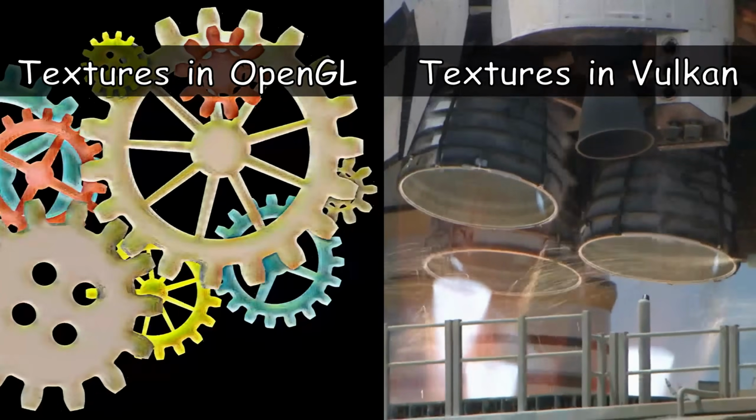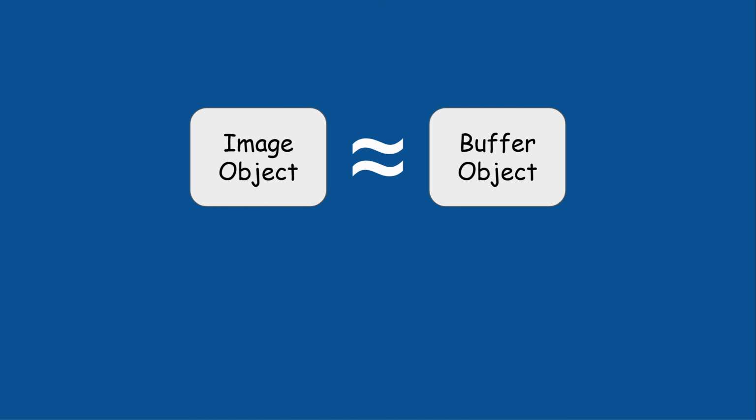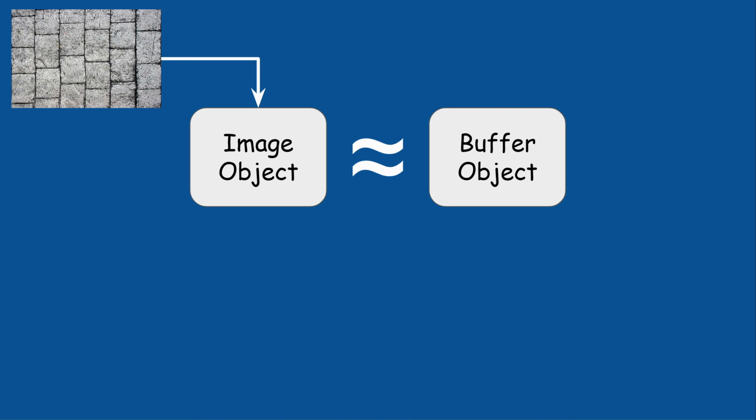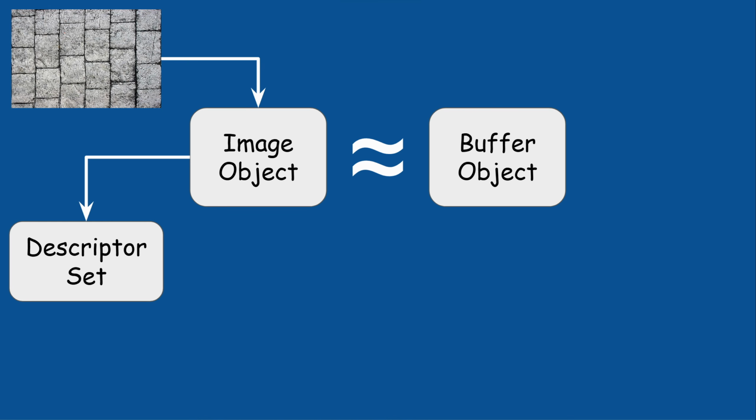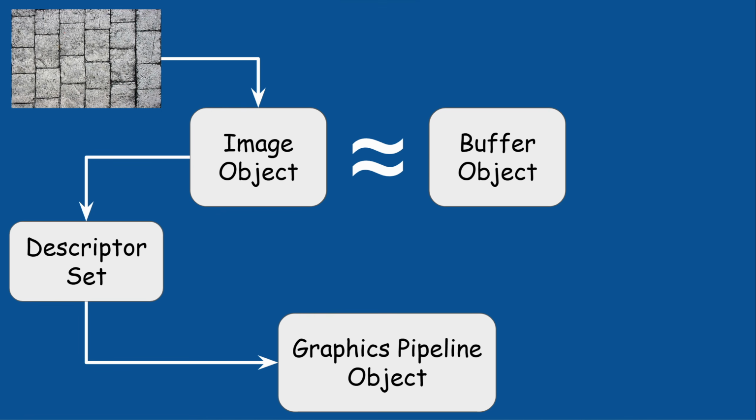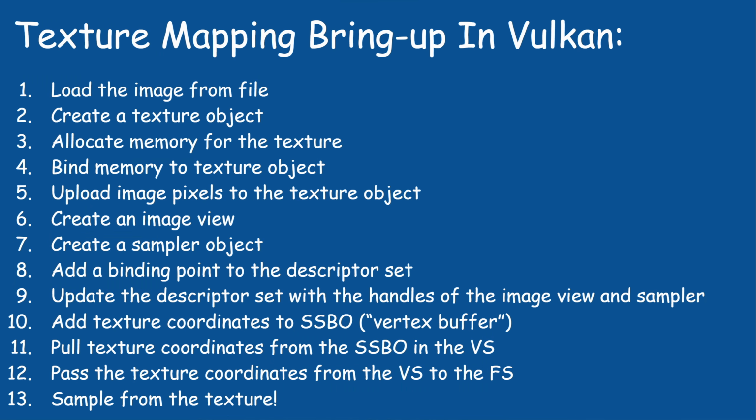application side. Now, the texture object in Vulkan is an image resource, and in many ways it is very similar to the buffer object which we are already using for the vertices. This means that to get texture mapping working, we will need to create and populate the image object with data and attach it to the pipeline using a descriptor set. Here's a high-level overview of the steps we need to take.